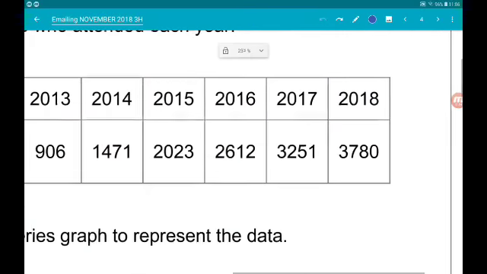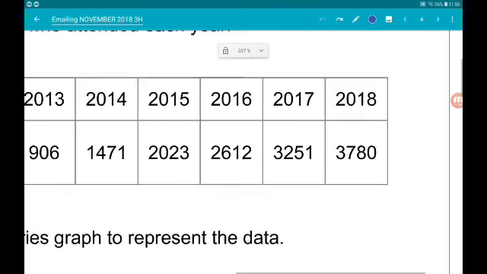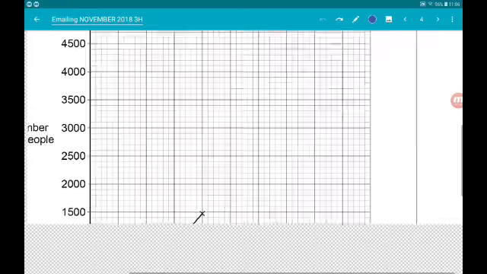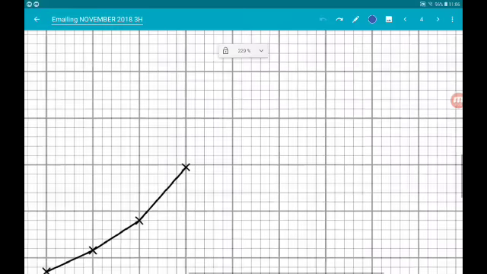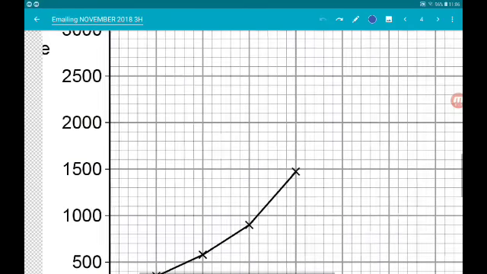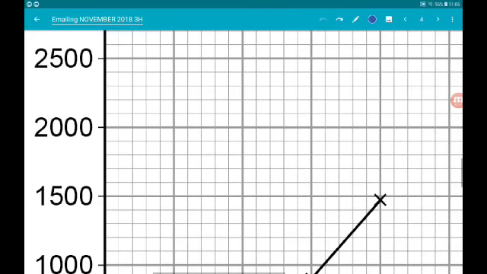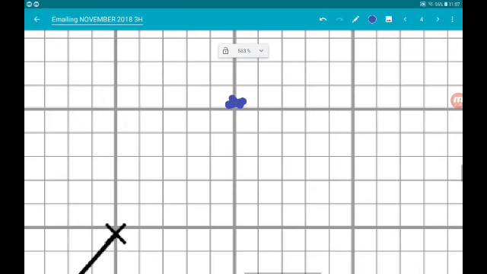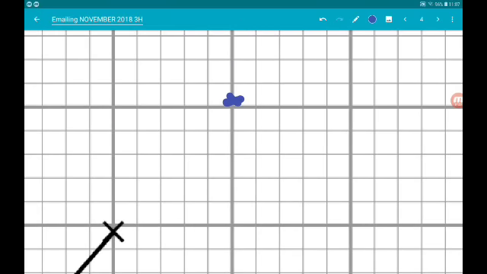2015. So in 2015 there were 2,023 people. So we can't do this accurately because of the scale, just above 2,000. So about there. Now in the real thing, join this up with a straight line with a ruler.